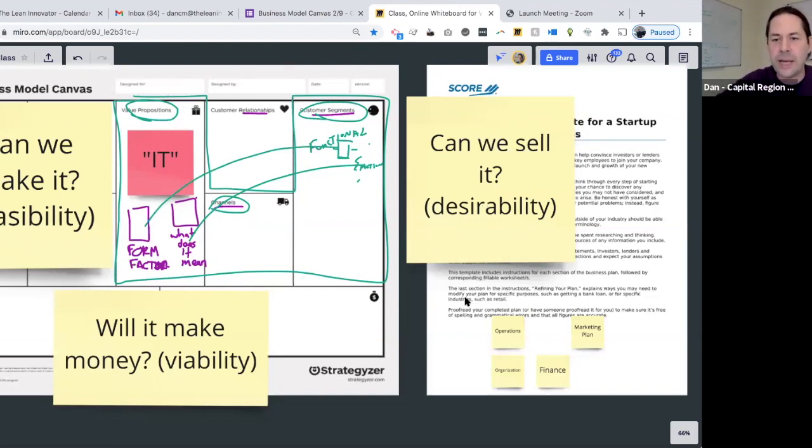Okay, so somebody asked, is there a way to print out these handouts? And I'll say, absolutely there are. Give me a quick second. I'm going to come back here real quick, and I'm going to drop a business model canvas in the chat so that we can get that together.